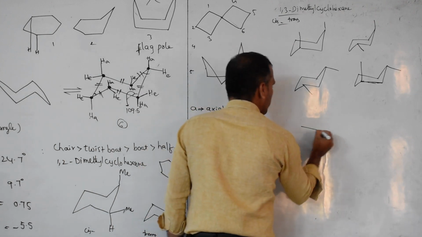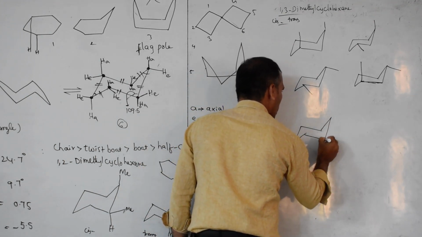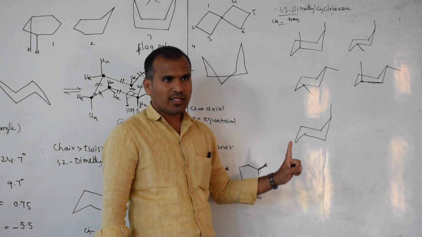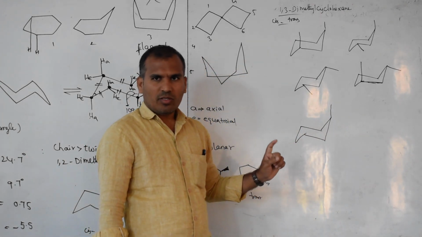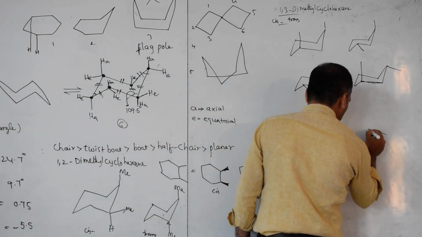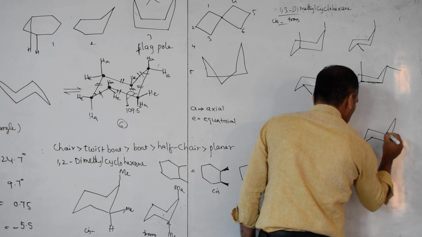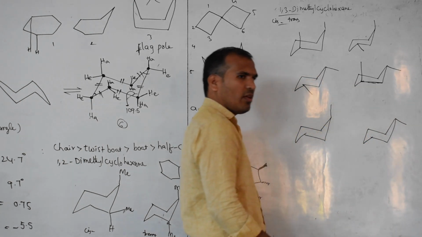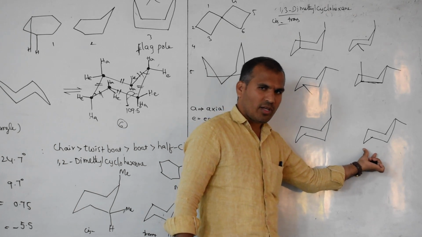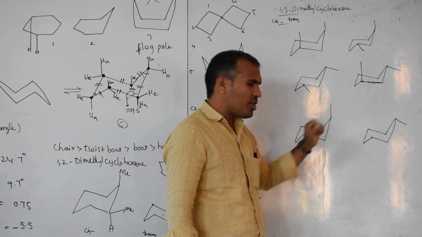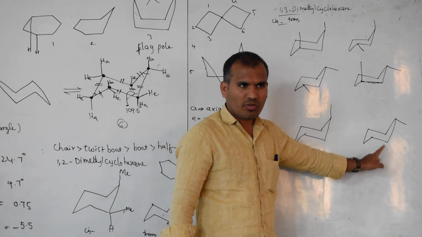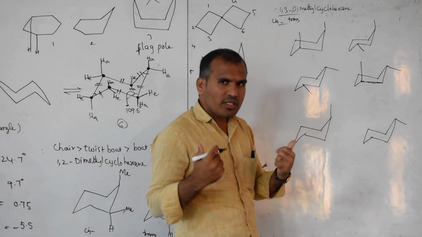Now here, methyl cyclohexane. So this form is stable, or this form is stable? This is methyl cyclohexane. This is also methyl cyclohexane. But here methyl is present in which position? Axial. Here methyl is present in which position? Equatorial. What is the point? Then which form is stable? How to decide?